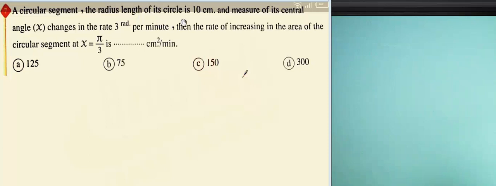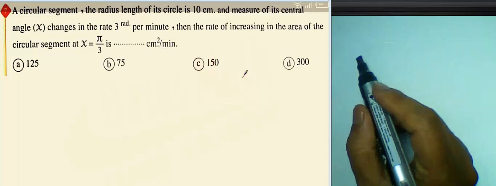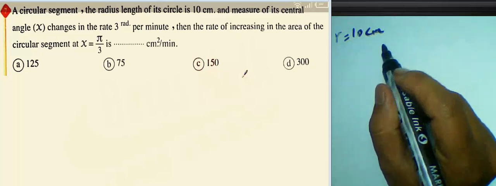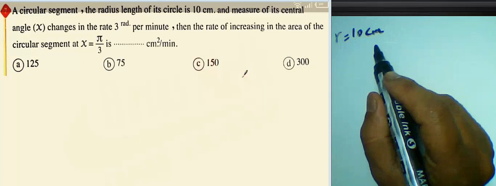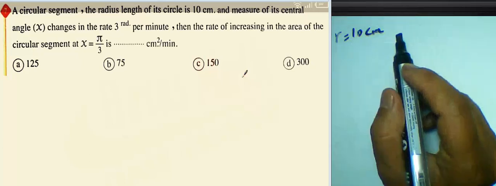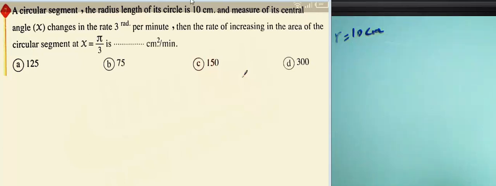A circular segment. The radial length of each circle is 10 cm and the measure of its central angle x changes at the rate of 3 radian per minute. Then the rate of increasing in the area of the circular segment at x equal pi over 3 is what, in square centimeter per minute? We have here in the example the radius. He gives the radius r equal 10 centimeter and the rate of theta radian. About the angle here, the measure of the central angle x changes at the rate of 3 radian.